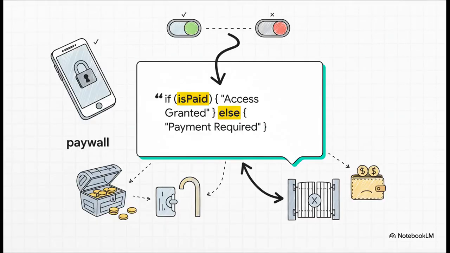Okay, check this out. A perfect real-world example from a paywall you've probably seen a million times. The code is checking a single variable, is paid, which right now is set to false. So when the if condition looks at it, it fails. The program then jumps straight to the else block and tells the user payment required. And if we just flipped that one little variable from false to true, boom, the if block runs instead, and you get access granted. It's a digital gatekeeper, and this is the simple logic running the whole show.